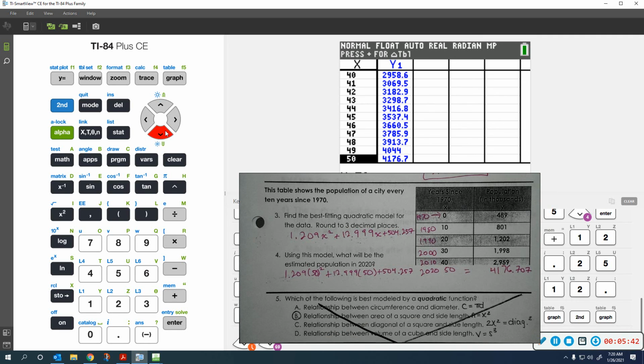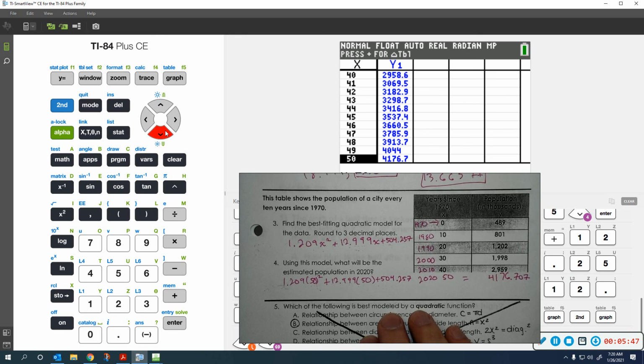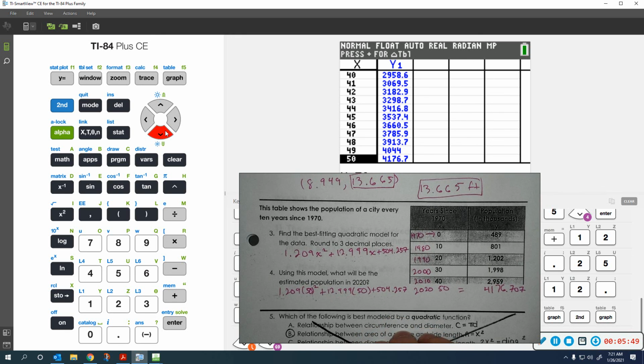Hope this was helpful. You will need to know this on your next chunk test, so make sure you do this activity and you understand it.